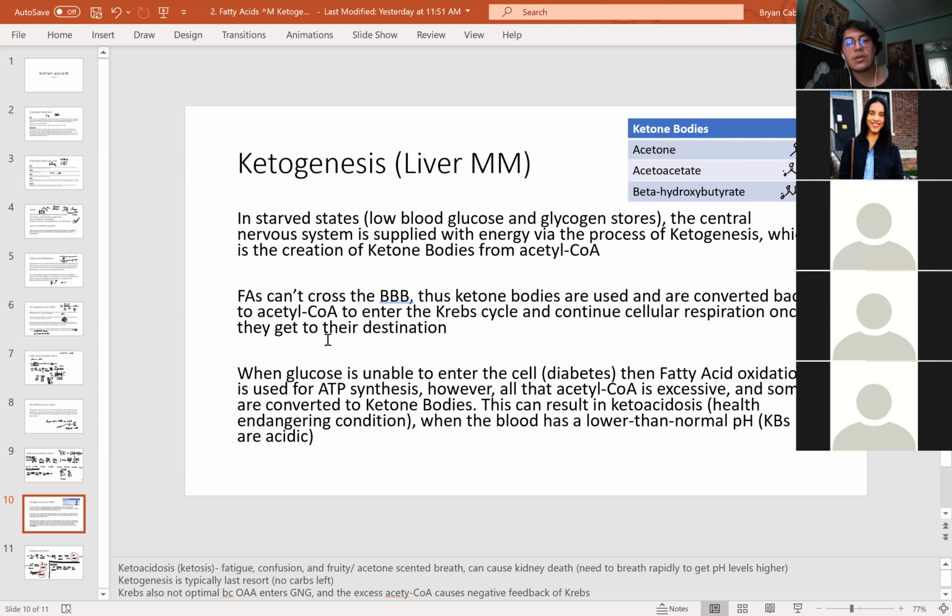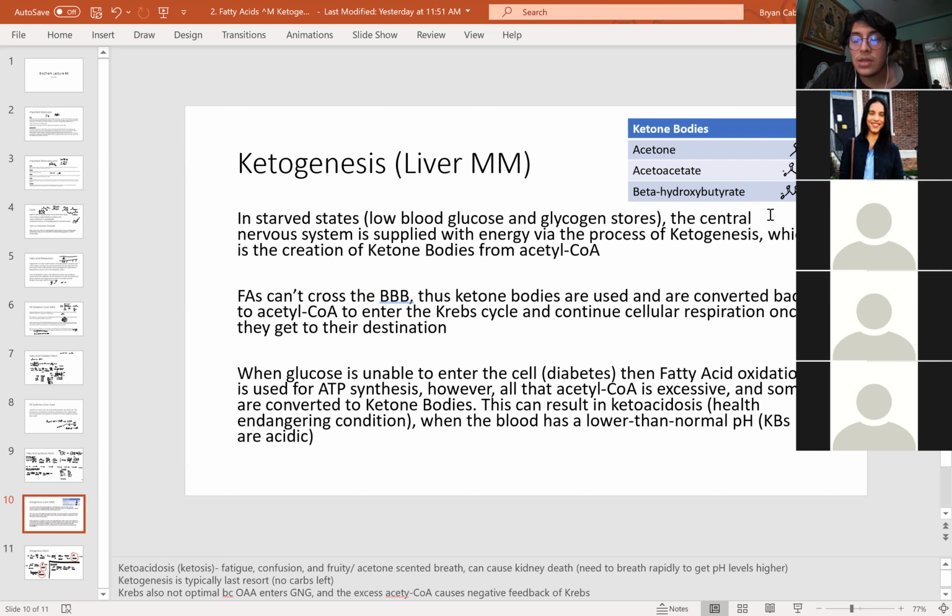So the ketone bodies are going to be different structures that have the capacity, once they arrive at their destination, to convert back into acetyl-CoA so that it can enter the Krebs cycle and do its thing. So in the liver, where we have most of the blood glucose magic happen, we're also going to have ketogenesis, which is the genesis, or the creation, of ketone bodies.